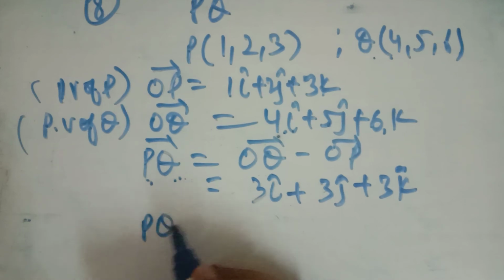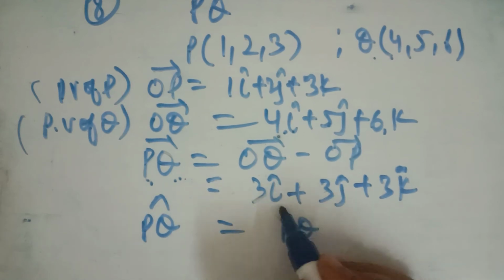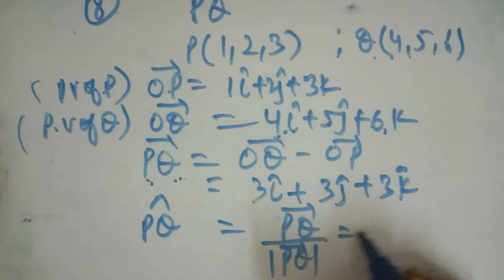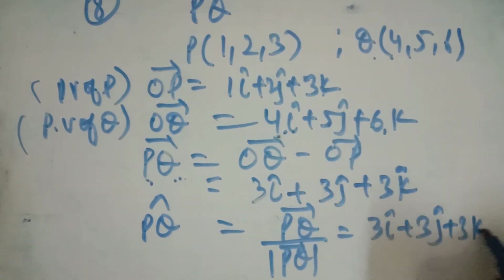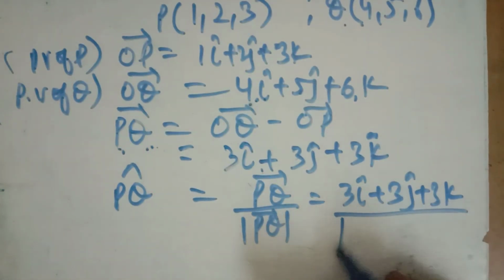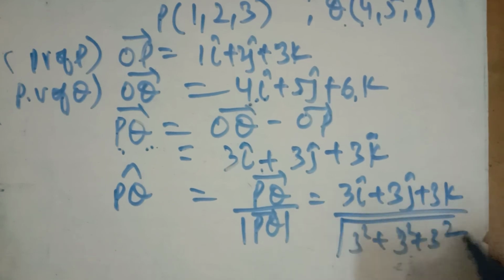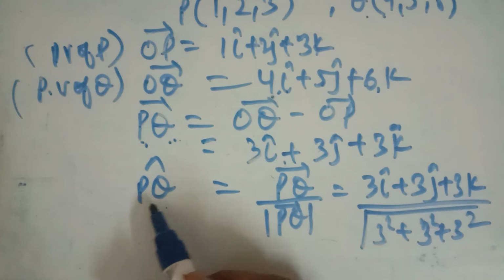You have to find PQ cap, the unit vector in the direction of PQ, which is equal to vector PQ divided by the magnitude of this vector. So this is 3i plus 3j plus 3k divided by the magnitude, which is equal to under root x square plus y square plus z square. So this is the unit vector in the direction of the vector PQ, that is PQ cap.